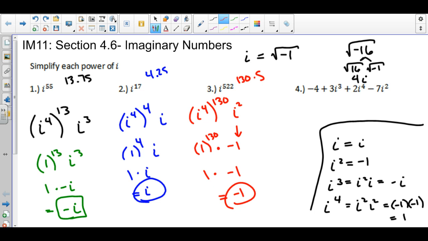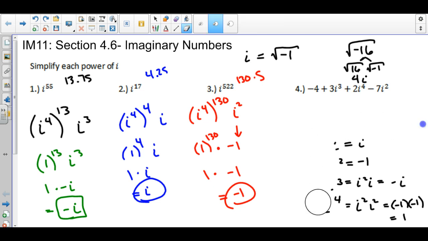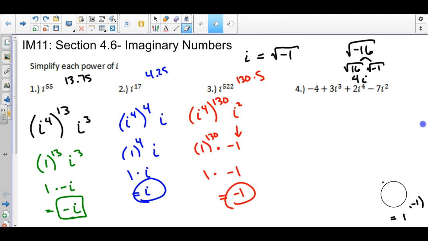Okay, so those are just some of the ones that involve simplifying with i. What I'm going to do with the problem to the right, number 4, is simplify an expression that involves having i in there.